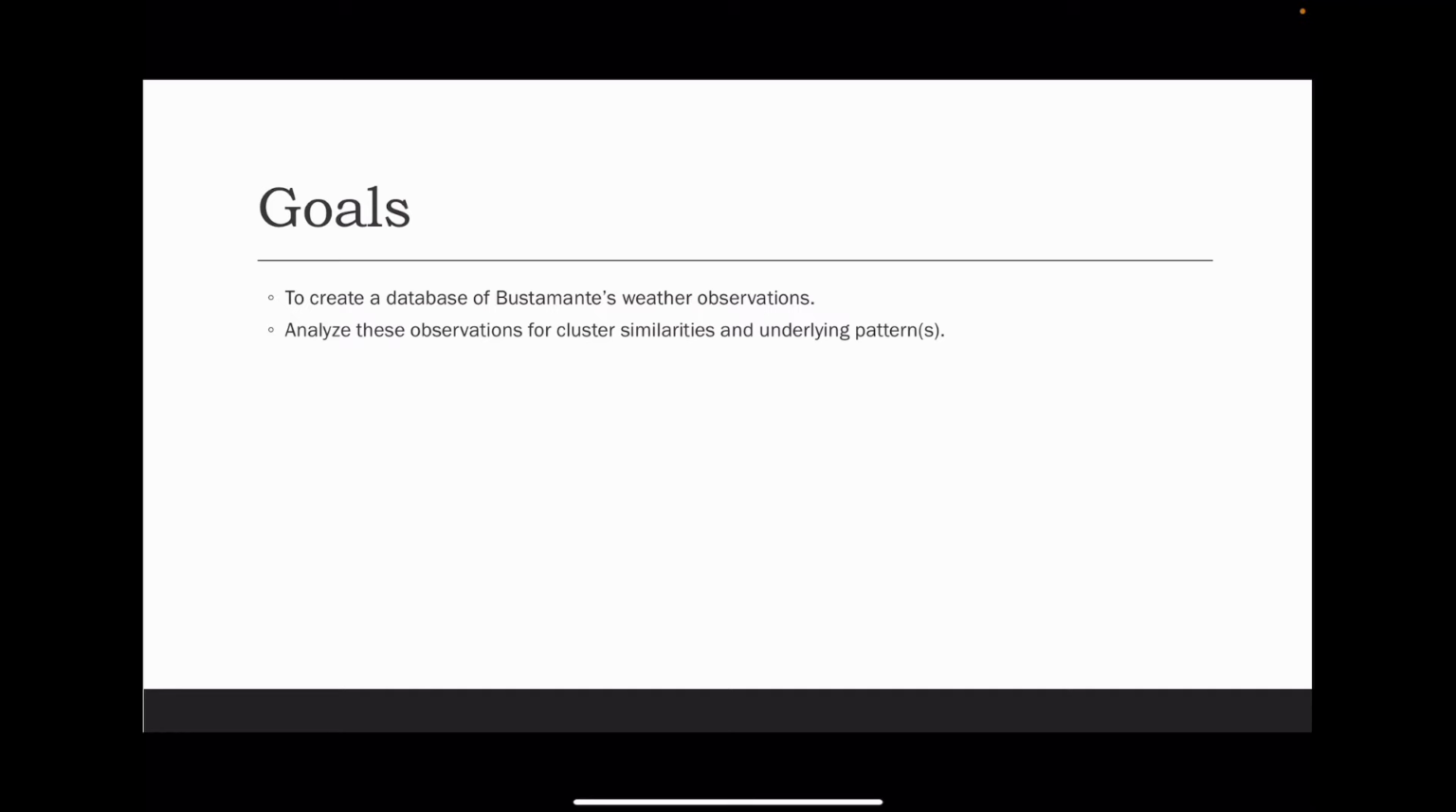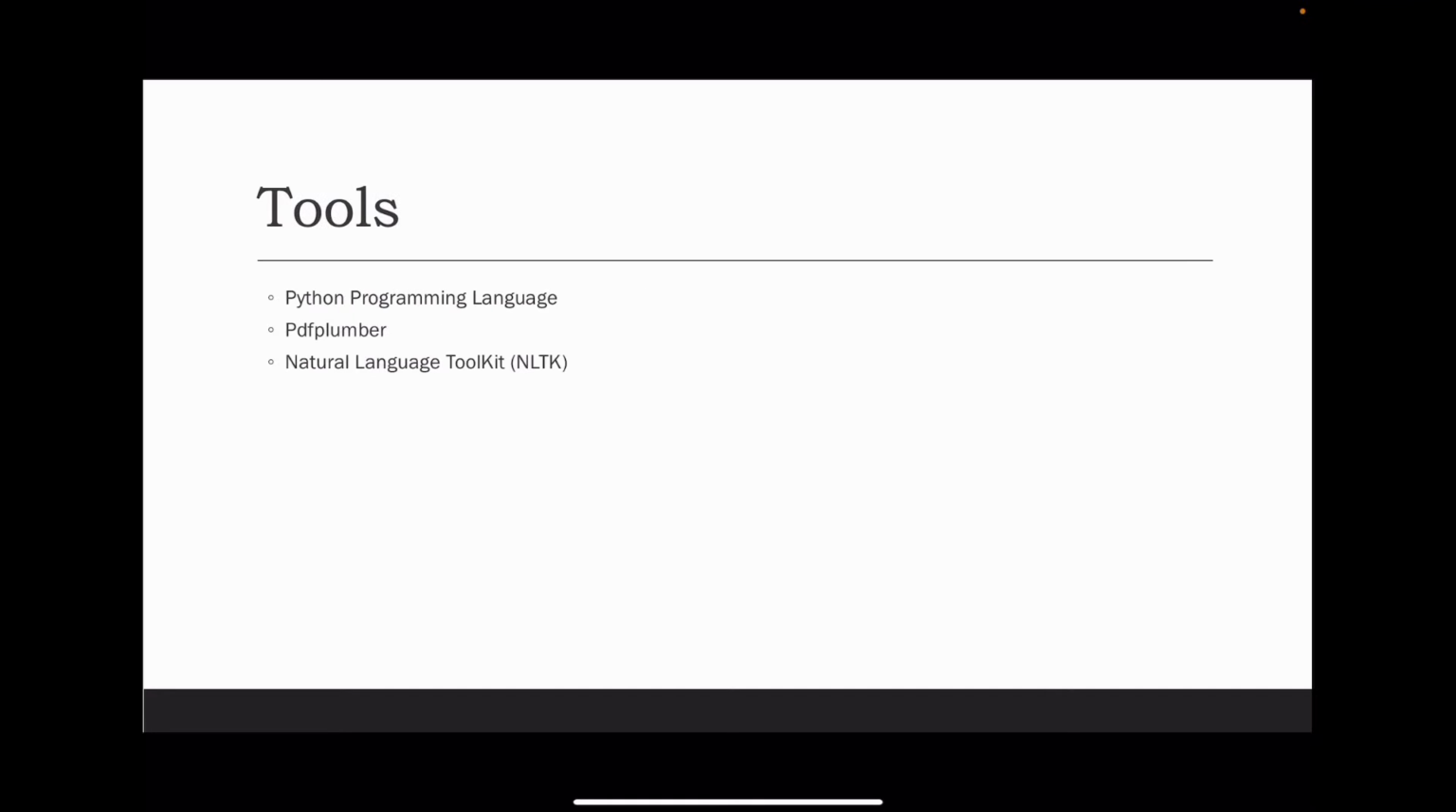The goals for this semester were to create a database of Bustamante's weather observations, and second, to analyze these observations for cluster similarities and underlying patterns. The tools we used to accomplish our goals were the Python programming language, PDF Plumber, and NLTK, which is the Natural Language Toolkit. PDF Plumber is a Python library that helps you extract information from PDF files, and NLTK is used for natural language processing, which helps you stem and tokenize texts.